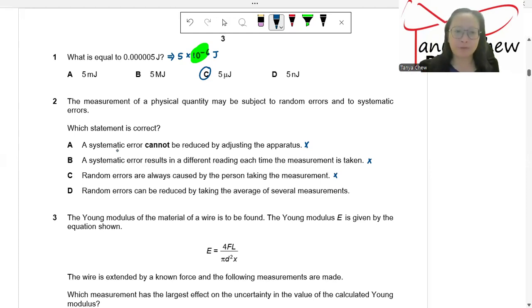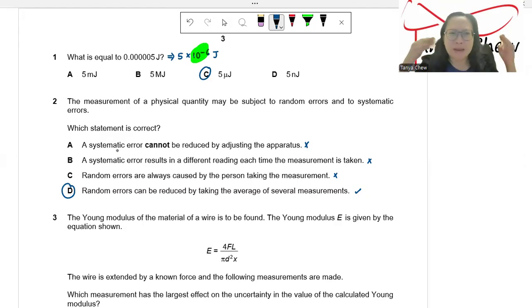Now, D, random errors can be reduced by taking the average of several measurements. This is exactly true. Why? Because random errors are errors coming from all directions randomly. You basically do not know what is the main cause of the random errors. That is why, to reduce that random error, we take more measurements and then we average, right? That could reduce the random error, which is true.